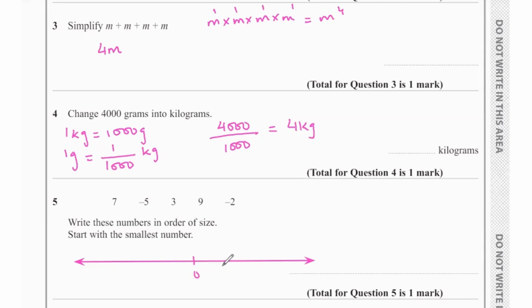So over here we have 3, then we would have 7, and then we would have 9. And over here, we will first have -2 because we start from 0, -1, -2, -3, -4, and then -5. So as you can see, -5 has the least value and 9 has the greatest value. So we start with -5, then -2, then 3, then 7, then 9. We're going in this direction, from the smallest number to the largest.